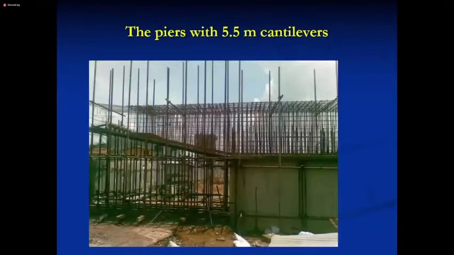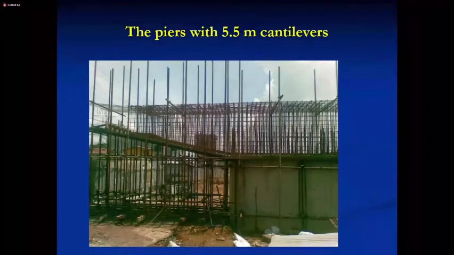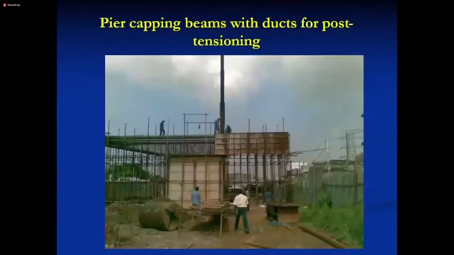And piers are like that. And these are the piers of Orugodota flyover with a 16 meter pier capping beam, supported on 4 meter. The cantilever is 5.5 meters. And you can see the precession ducts, curved ducts and the straight ducts.